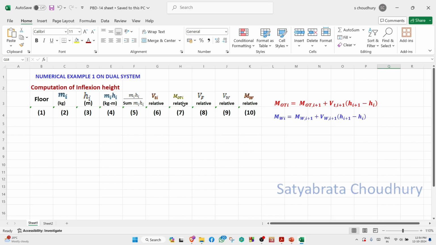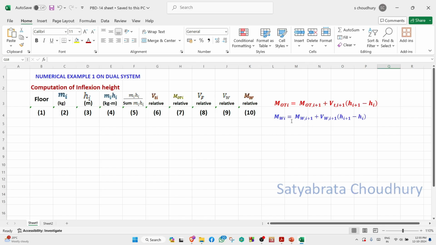So MOTI, the seventh column, is given by this formula: MOTI of the higher floor, that is the floor above, plus the shear in the floor above into the distance between the floor above and the current floor, that is the interstory height. The moment we are talking about is nothing but, for a lateral force applied on the building, the moment at different levels. I is the floor level.